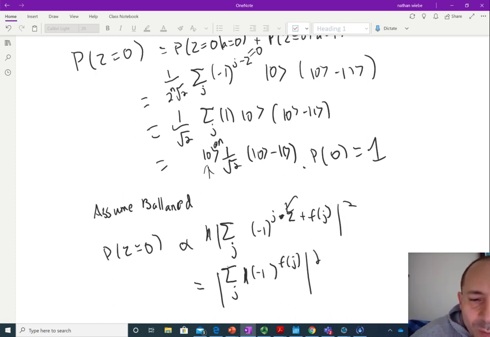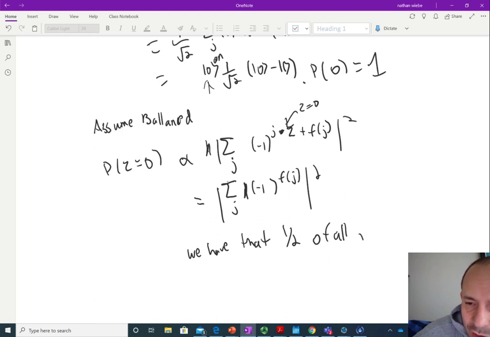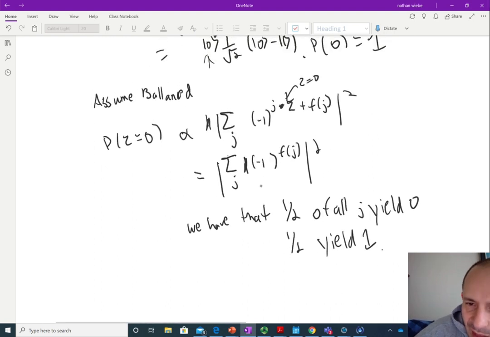And the reason why is that we're trying to figure out the probability that z equals 0, so z equals 0 here. Now, substituting that in, we end up having that 1/2 of all j yield 0, and 1/2 yield 1. Therefore, because half of them yield 0 and half of them yield 1, this whole sum is equal to 0. This implies that the probability of z equals 0 equals 0.